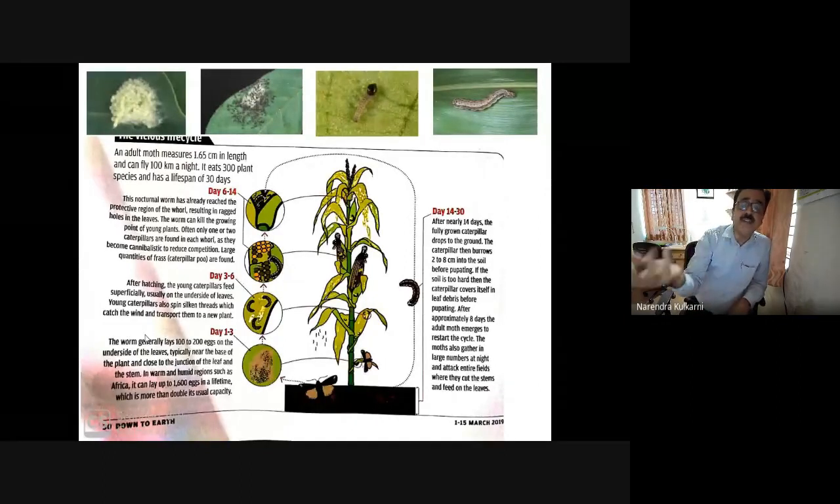It may fly more than 1,000 kilometers. So imagine within 10 days, it may be in Karnataka today, and within a week, it may enter Andhra Pradesh, or then within a week, it may enter Chhattisgarh or Orissa like that. This insect, within a very short span of time, has spread across the country.